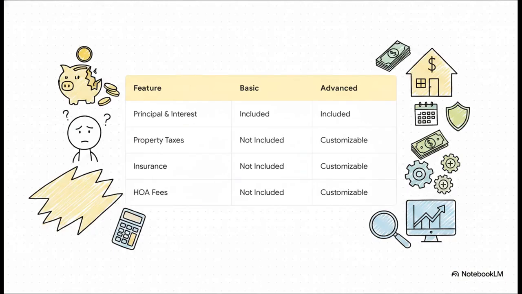Okay, let's dive into this. A basic, generic calculator is really only going to tell you your principal and interest. It completely ignores things like property taxes, homeowners insurance, and HOA fees. An advanced calculator, on the other hand, lets you customize all of those hidden costs. Using a dedicated advanced Oklahoma home loan calculator ensures that the numbers you see on your screen actually match the dollars leaving your bank account each month. It's how you completely prevent those nasty surprises.